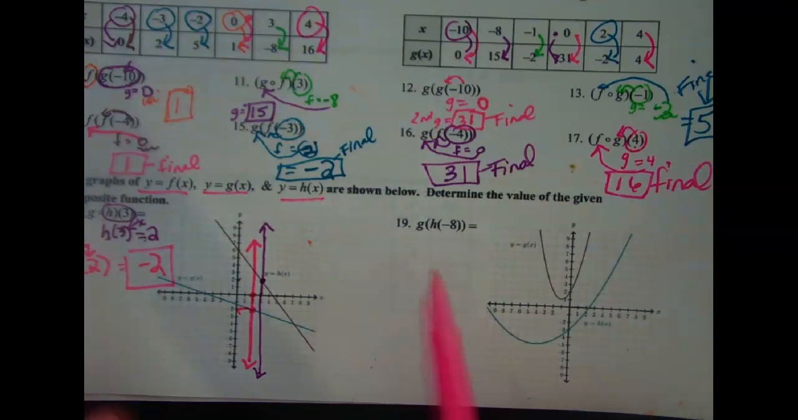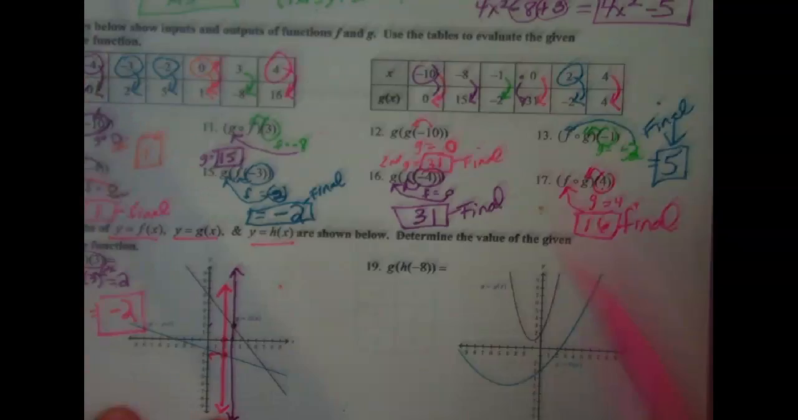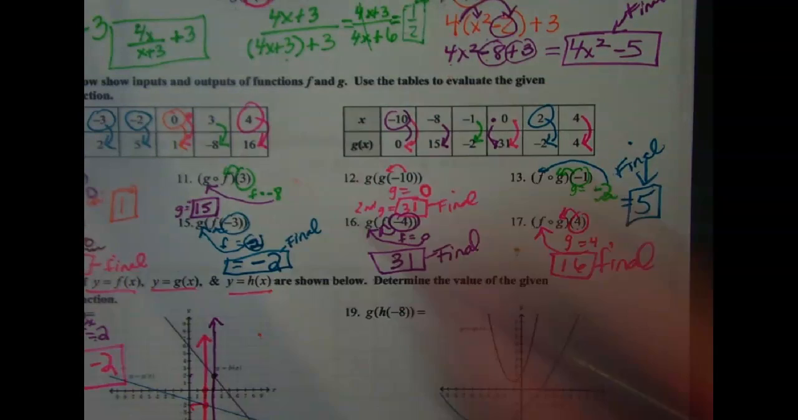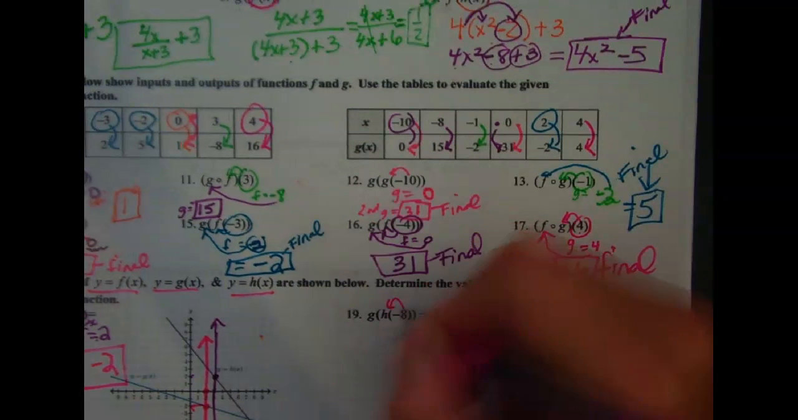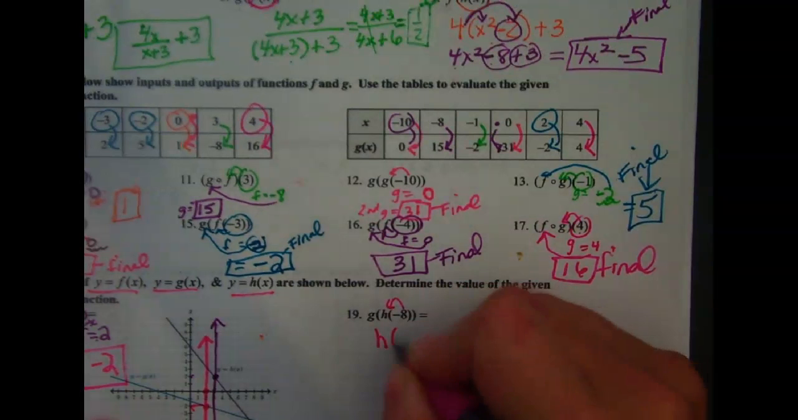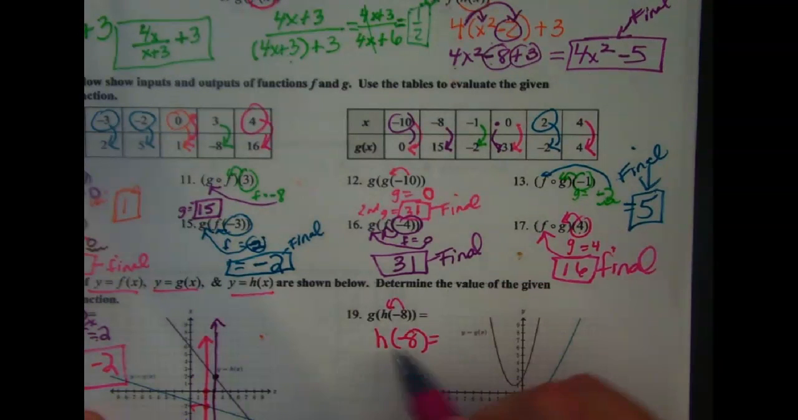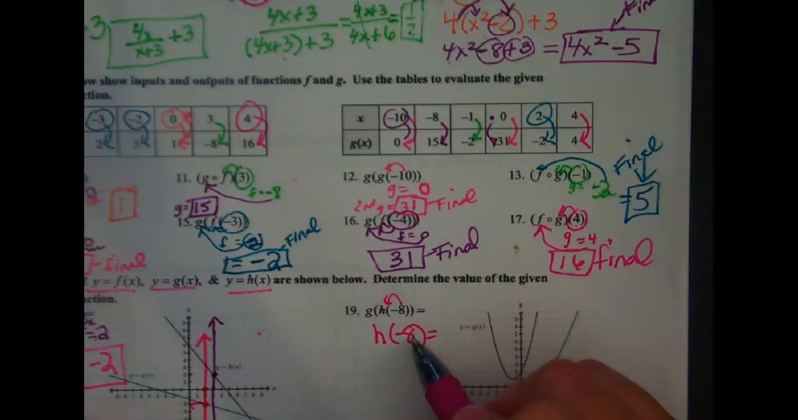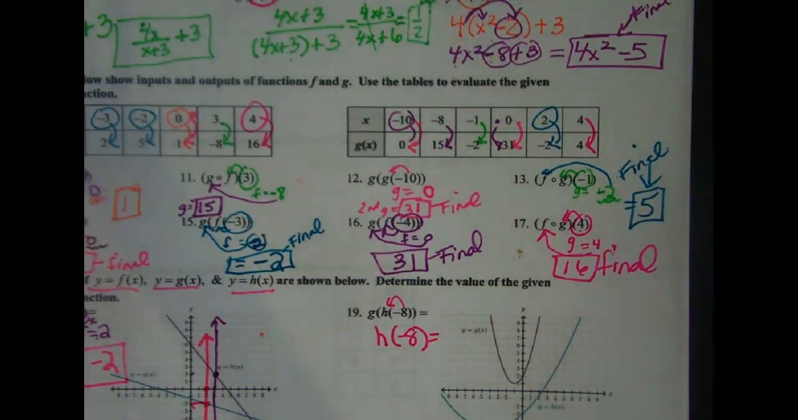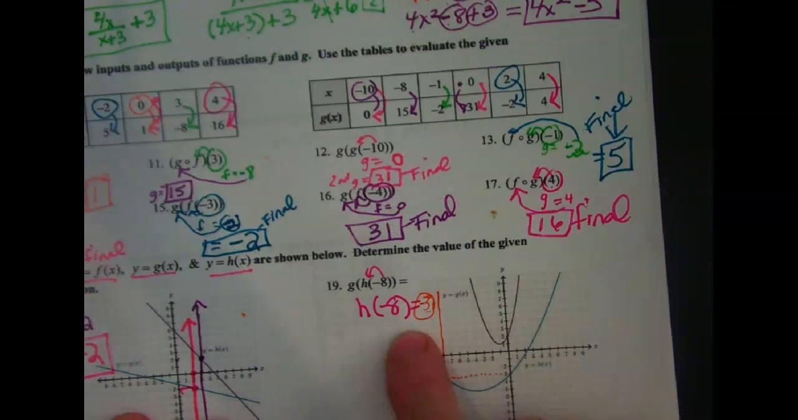So I want you to go ahead and try 19 on your own the same way. You're first going to do the h of -8. Find out real quick, where does -8 hit on h? And tell me that answer. Just do that little part first. So it hits at -3.